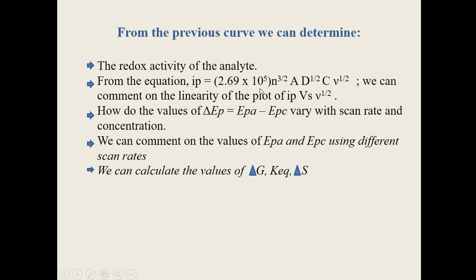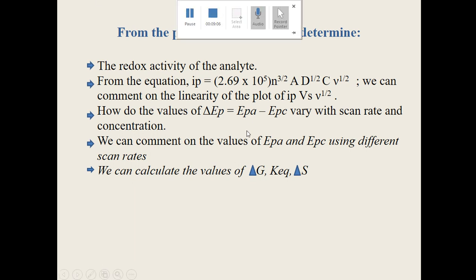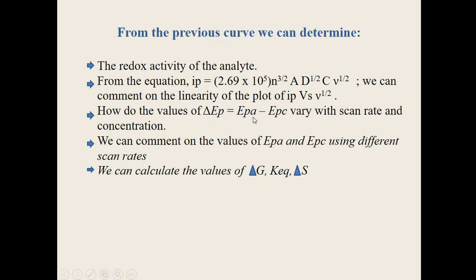And then from this equation, we can study the linearity of the plot, that IP versus scan rate plot. And then we can comment on del EP, the difference between anodic peak current and cathodic peak current. And also the values of anodic peak and cathodic peak, which are important to examine whether the process is reversible or irreversible, that means the redox reaction. And then you can calculate these values. This is the equilibrium constant K for the redox reaction.